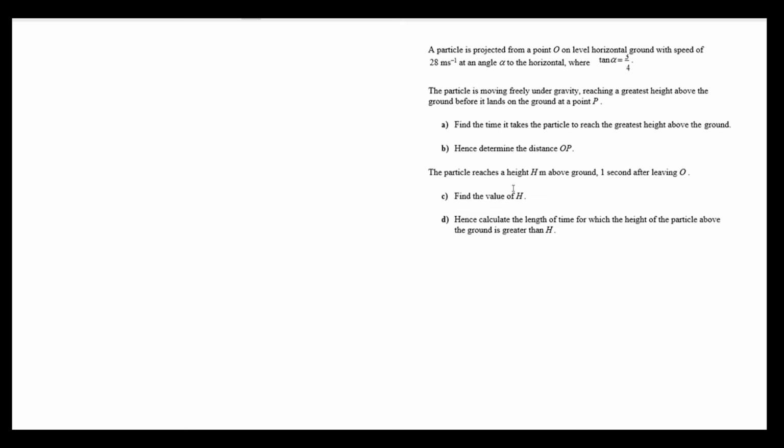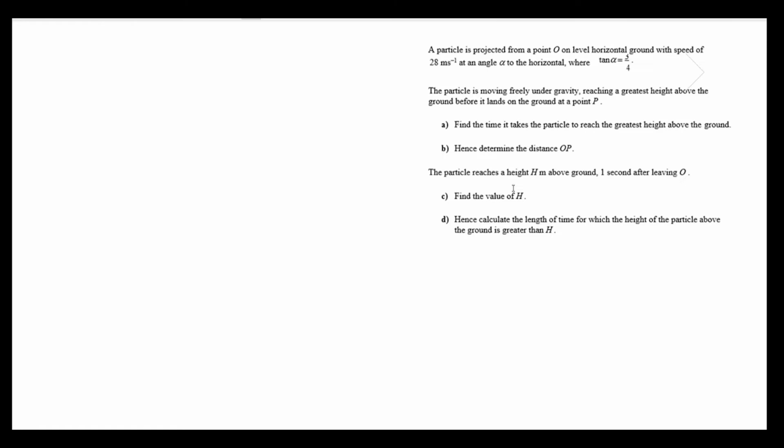In this question, we've been told that a particle is projected from a point O on level horizontal ground with a speed of 28 meters per second at an angle alpha to the horizontal, where tan alpha equals 3/4. Okay, so we've got a projectiles question. It's been projected at an angle, so it's a 2D projectiles question.